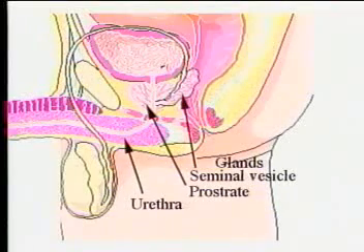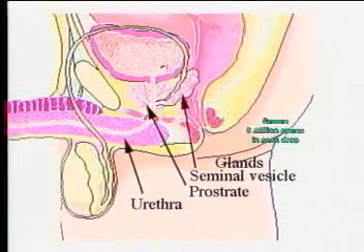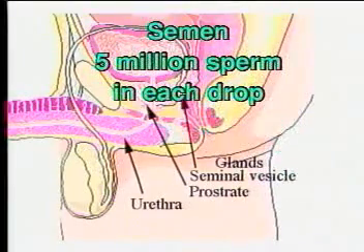Before moving to the urethra, the sperm are mixed with a fluid produced by nearby glands. This mixture of sperm and fluid is called semen. In each drop of semen, there are approximately 5 million sperm cells.